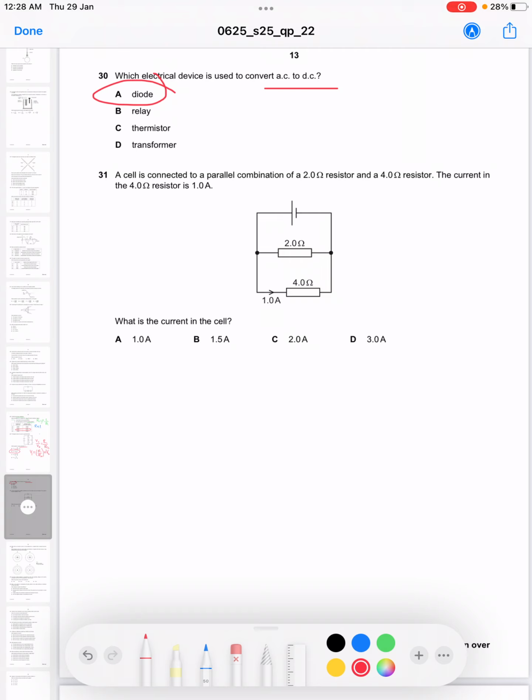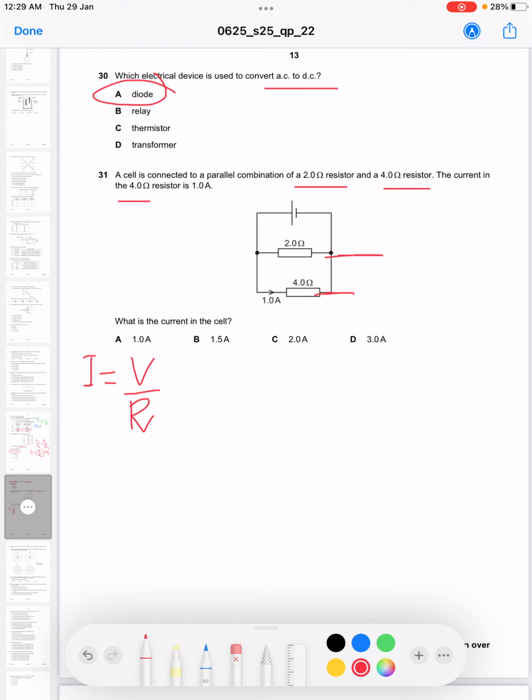Okay, question number 31. A cell is connected to a parallel combination of a 2 ohm resistor and a 4 ohm resistor. The current in the 4 ohm resistor is 1 amp. We need to find the current in the whole cell. If I generally write the current formula, I equals V by R, right? So in the 4 ohm resistor we have 1 amp current.